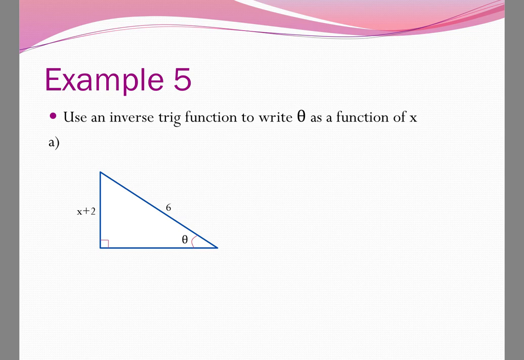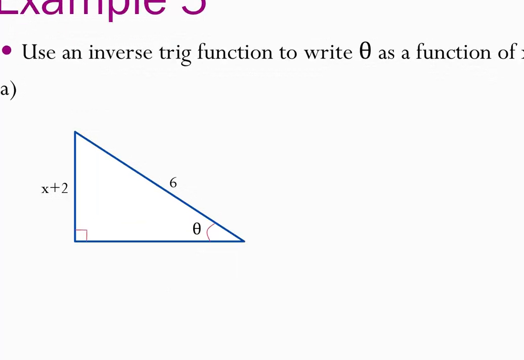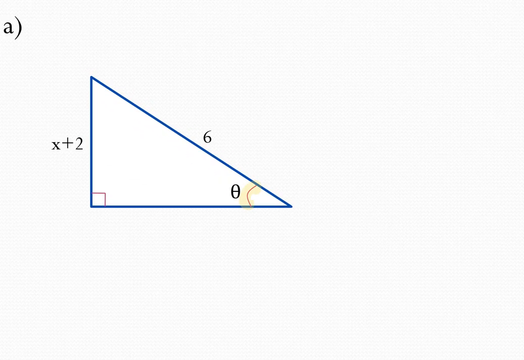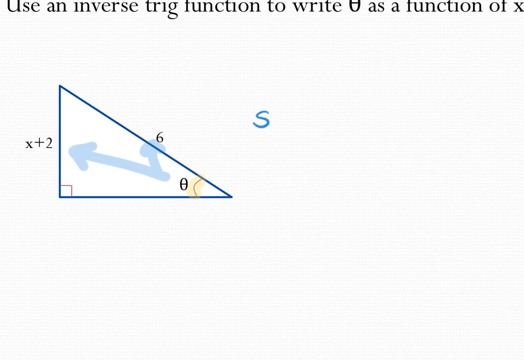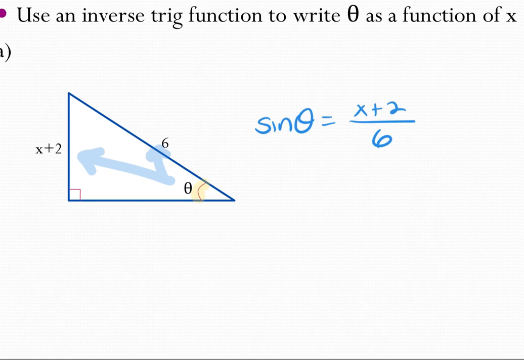All right, this one says use an inverse trig function to write theta as a function of x. So now we're back to our right triangle trig. You want to locate theta, it's in the corner here. And then where is x plus 2 with respect to theta? Good, and 6 is the hypotenuse. Which trig function would you use? Sine. So I would say the sine of theta equals the opposite side, which is x plus 2, over the hypotenuse, which is 6.